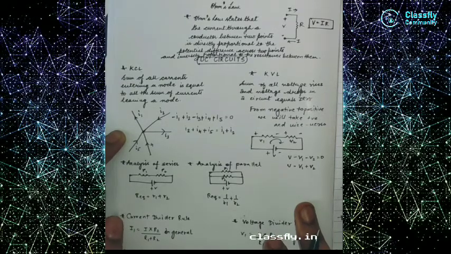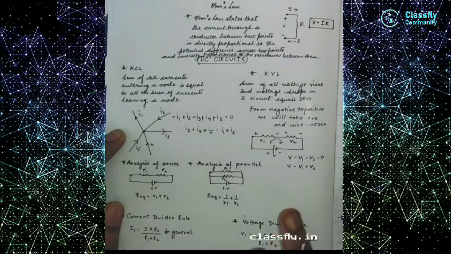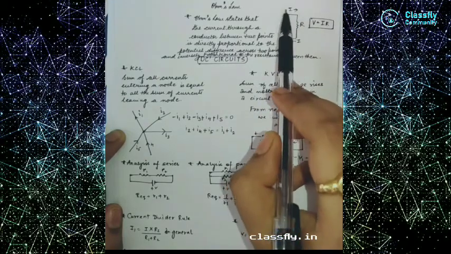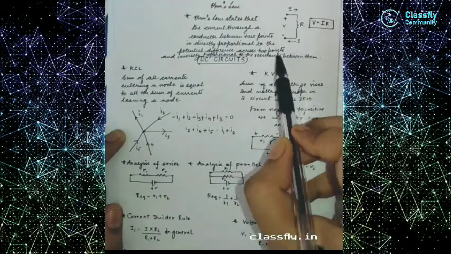So the first topic is Ohm's law, as we have done in lecture 1. In a brief way, it is the relationship between voltage, current and the resistor. So it will be a circuit like this, which will have a voltage and there will be a flow of current in the pathway.